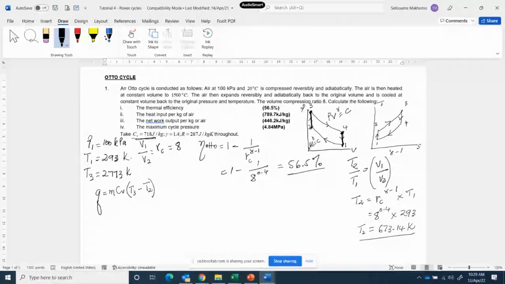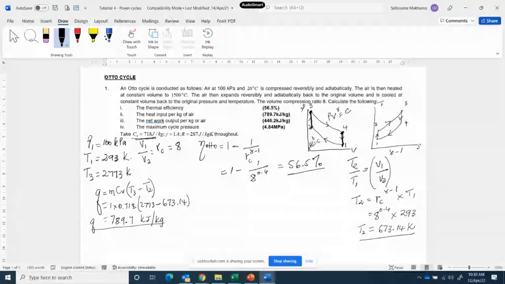So from here now we substitute. We say 1 multiplied by 0.718 bracket T3, 2773 minus 673.14. Now Q in is equal to 789.7 kilojoules per kilogram. This is our answer number 2.